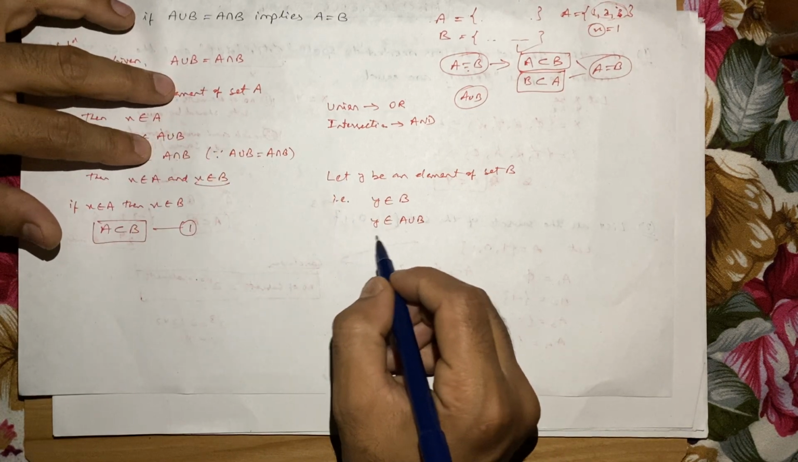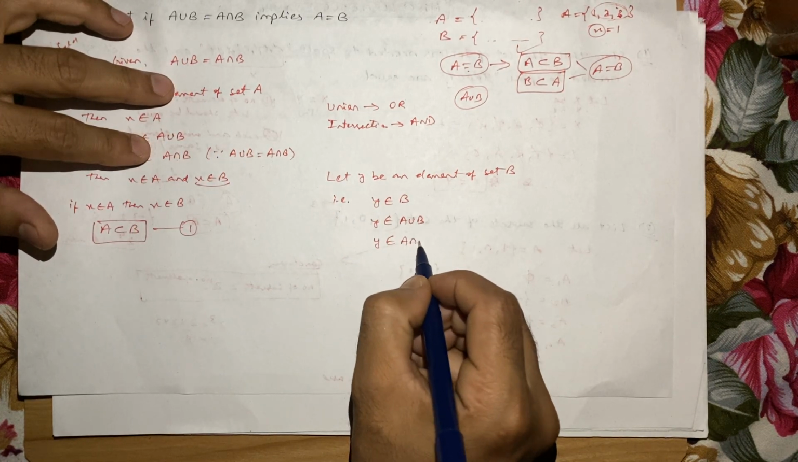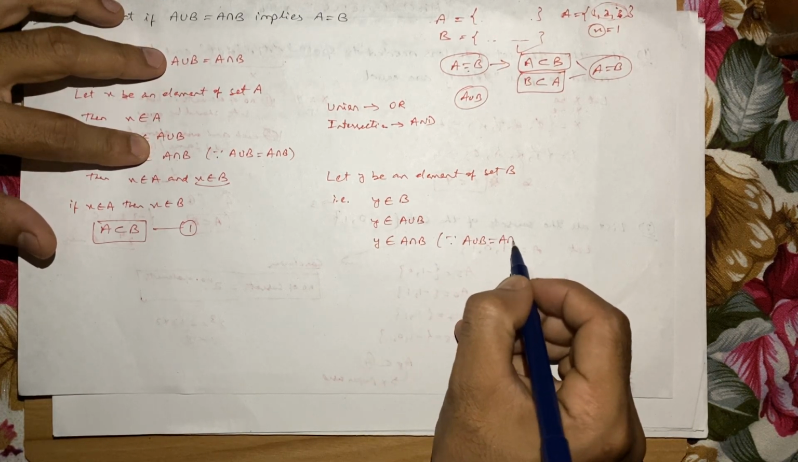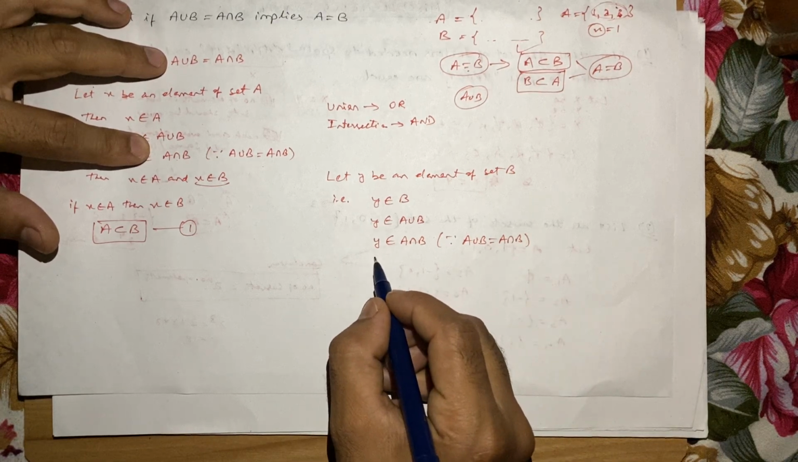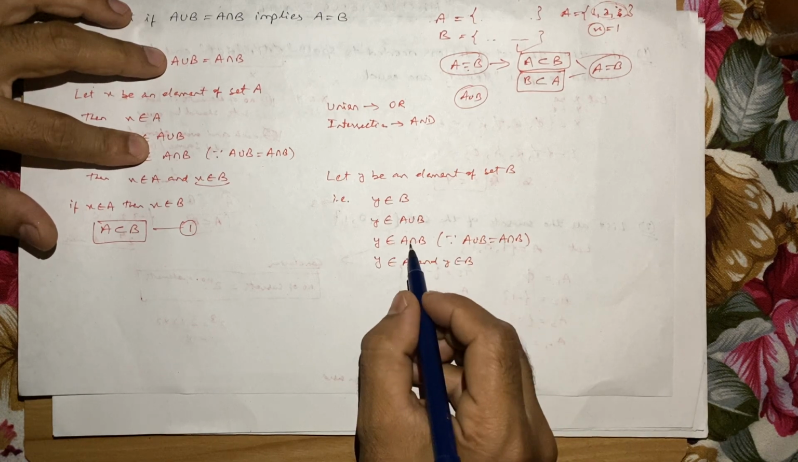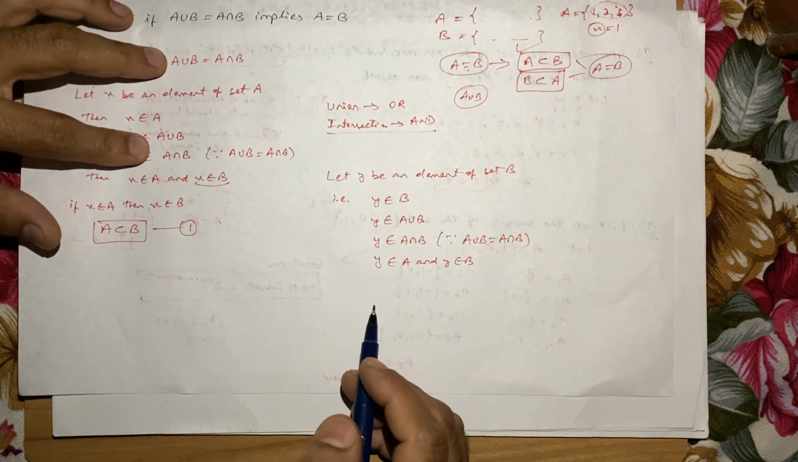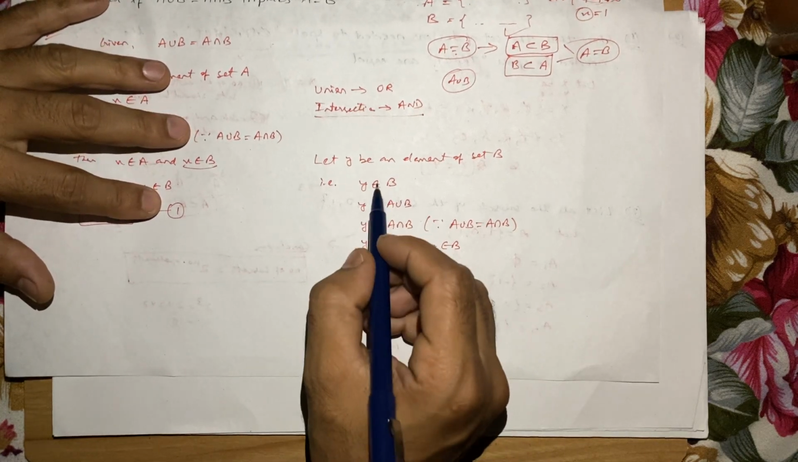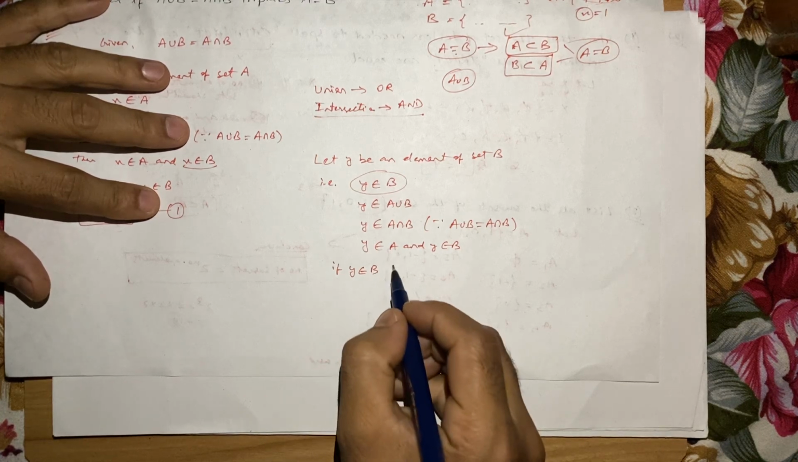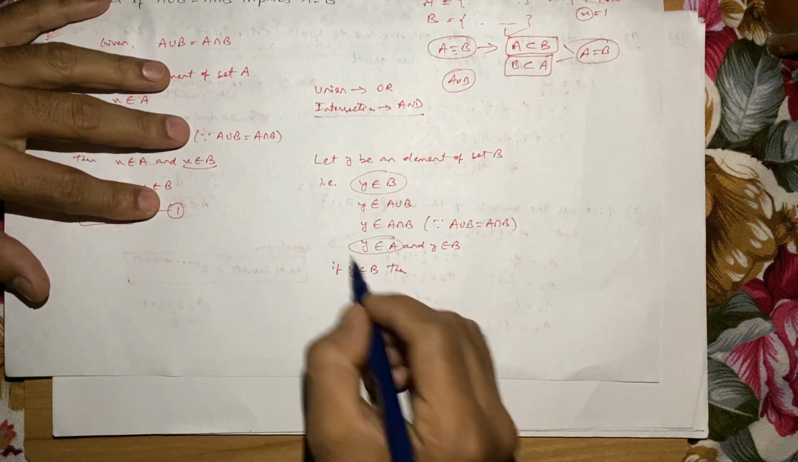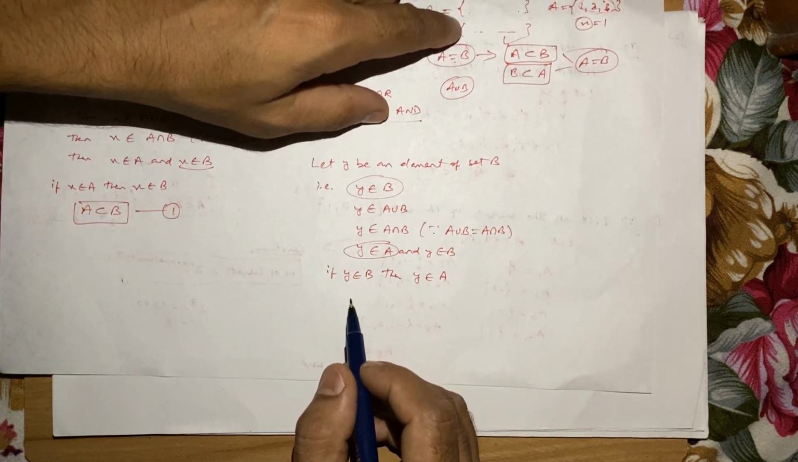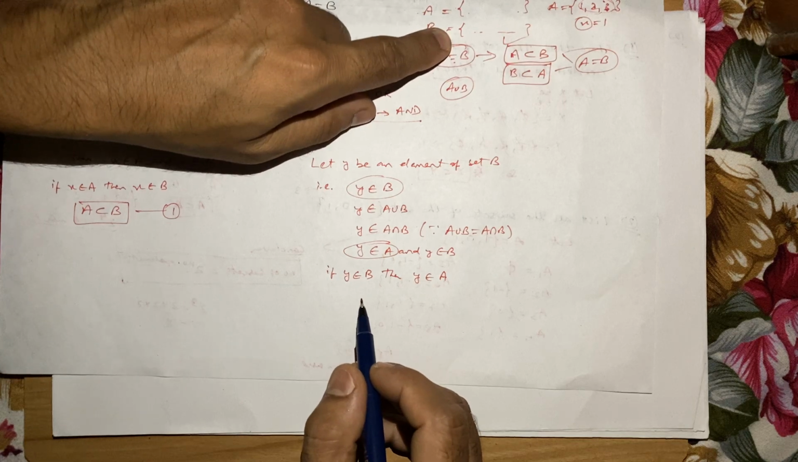So now what can I say? Then Y belongs to A intersection B, since it is given to us that A union B is equal to A intersection B. Now I can break this down: Y belongs to A and Y belongs to B, because this is an intersection, and intersection means and. So I started from Y belonging to the set B, and I got to know that Y also belongs to the set A, right? Now Y can be any element from the set B.